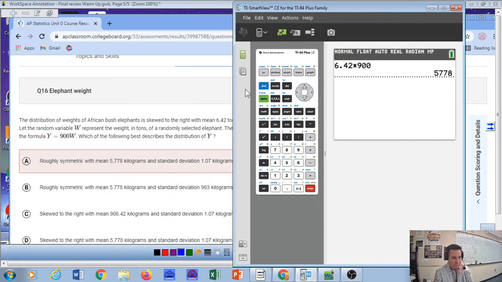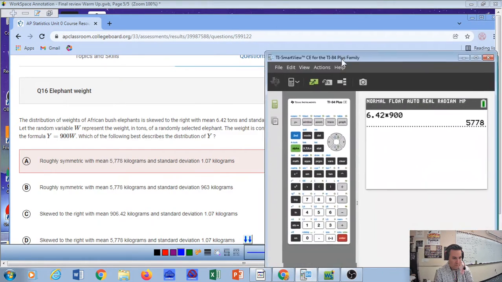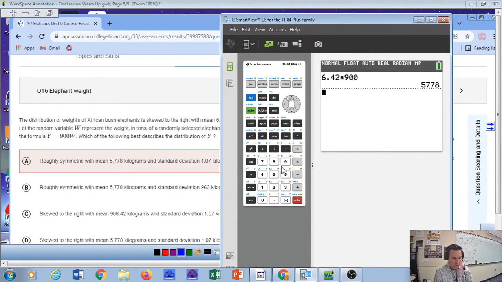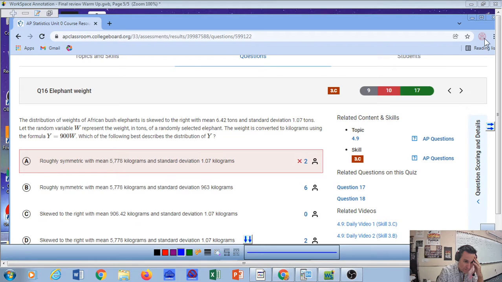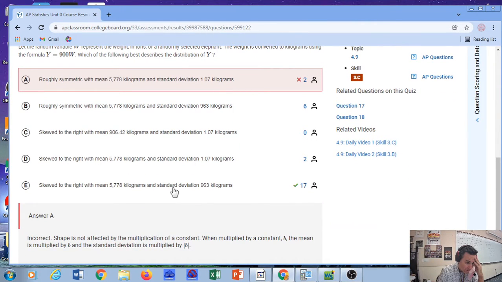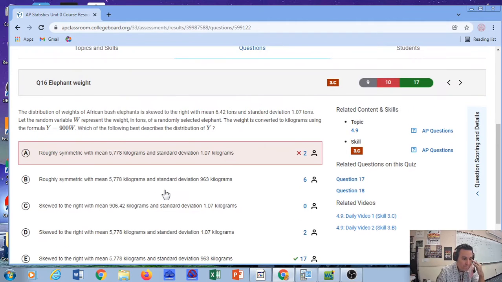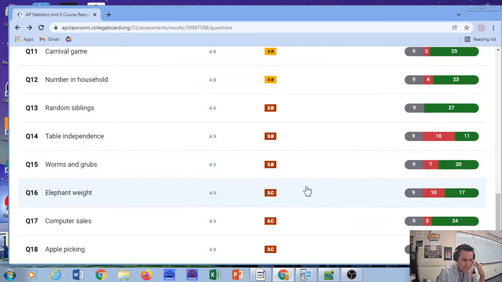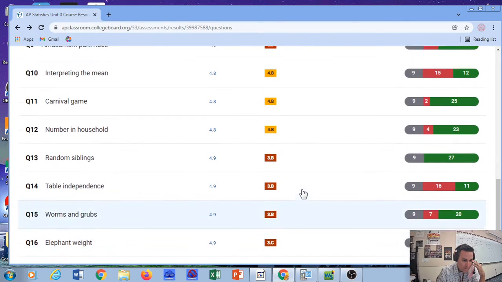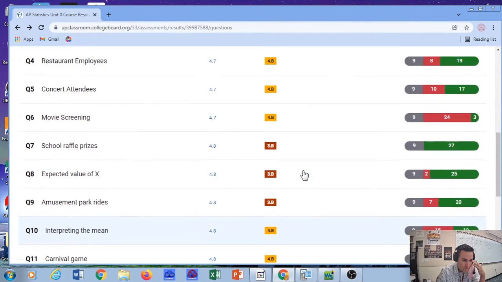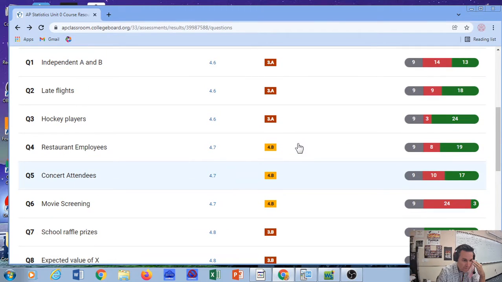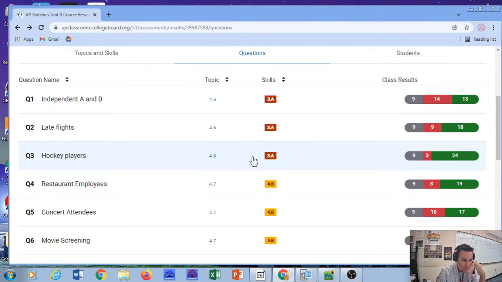And then the standard deviation, we also take the 900 and times it by the standard deviation, because when multiplying, you are supposed to multiply standard deviations. So the new standard deviation is just going to be 963, and one of these answers will be that one. And you can see it was right down there. So that takes care of the elephant problem. So those seem to be the most heavily missed problems on here.